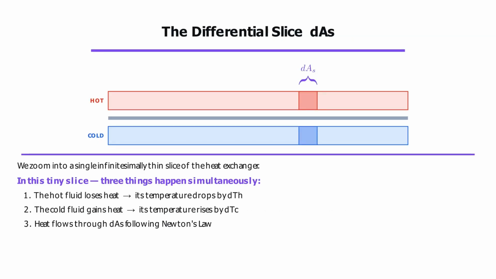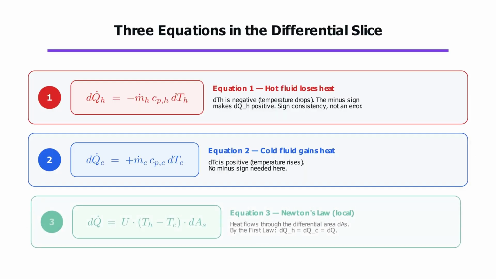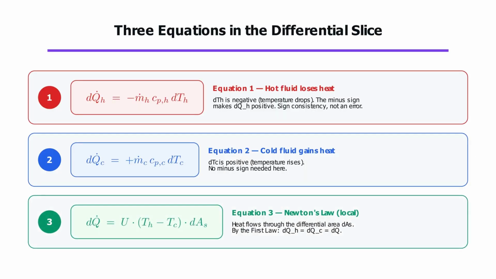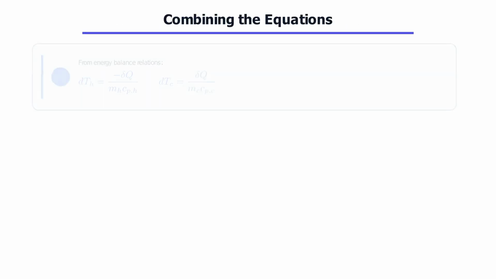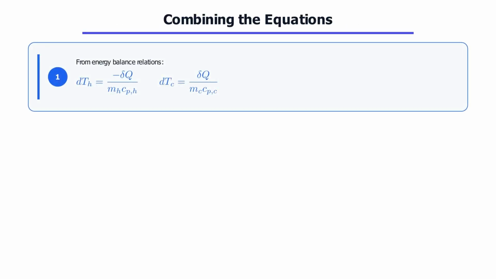Third, the heat flows through the differential surface area following Newton's law. Delta Q equals U times (Th minus Tc) times dAs. By the first law, all three are equal. Delta QH equals delta QC equals delta Q. Now we combine. From equations 1 and 2, dTh equals negative delta Q over m dot h times CPH. dTc equals plus delta Q over m dot c times CPC.